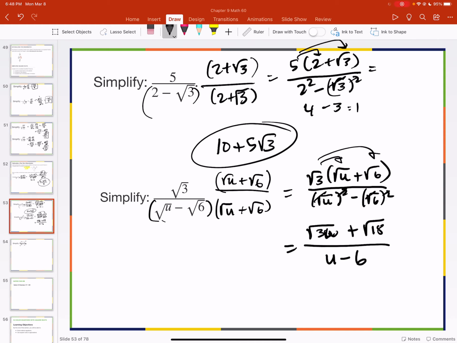So on the top, 18 factors into 9 times 2, which becomes 3 root 2. So on the top, you have square root of 3u plus 3 root 2 all over u minus 6. And we can't do anything else, so we leave it like that.